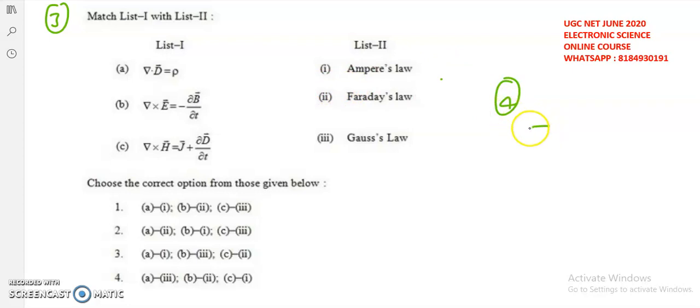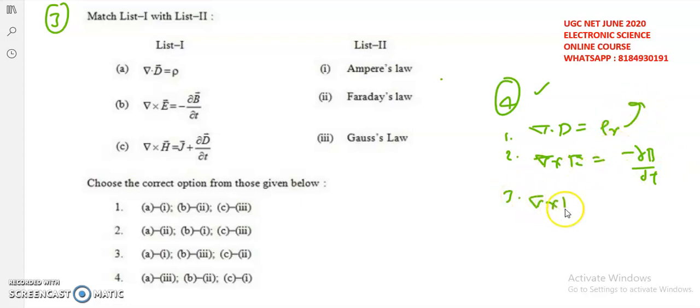The first one is del dot D is equal to rho v. Whatever expressions I am writing now are the four Maxwell's equations for the electromagnetic wave in the case of time varying electric and magnetic fields. The second equation is del cross E is equal to minus dou B by dou t. This expression we get from Gauss law. The next one is del cross H is equal to J plus J D. It is from Ampere's circuit law.